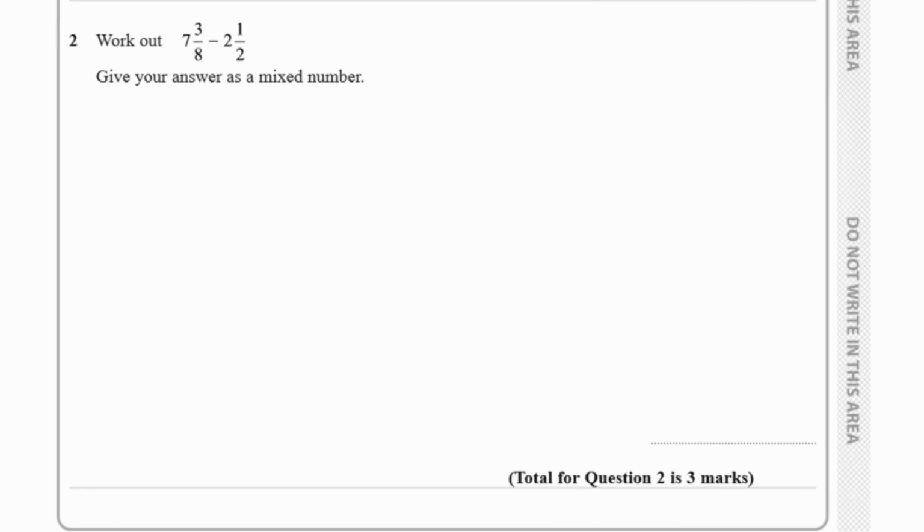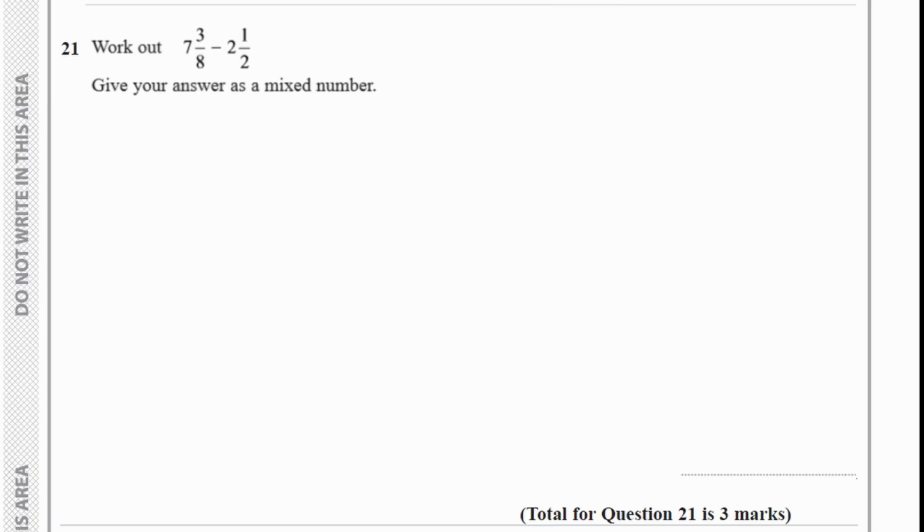Number 21. Work out 7 and 3/8, take away 2 and a half. Give your answer as a mixed number. So in order to do this, we would first have to change these into improper fractions. So we will multiply 7 by 8. If we add the 3, that gives us 59. So our improper fraction is going to be 59 over 8. We're taking away 2 and a half, so 2 times 2 gives us 4. And if we add the 1, that gives us 5.